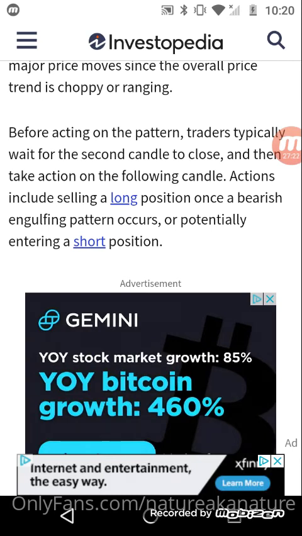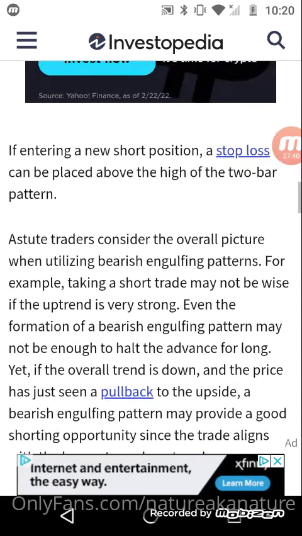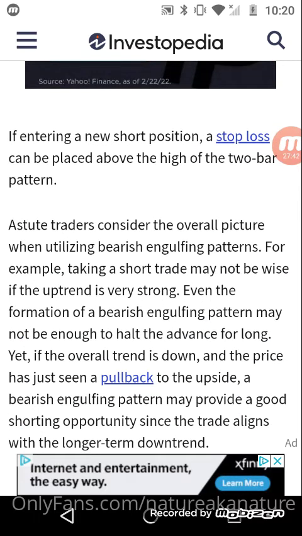For example, taking a short trade may not be wise if the uptrend is very strong. If it's a very strong uptrend, it may not be wise, because we usually trade with the trend. We usually don't trade against the trend. It might not be wise to try to sell against an uptrend that's very strong.